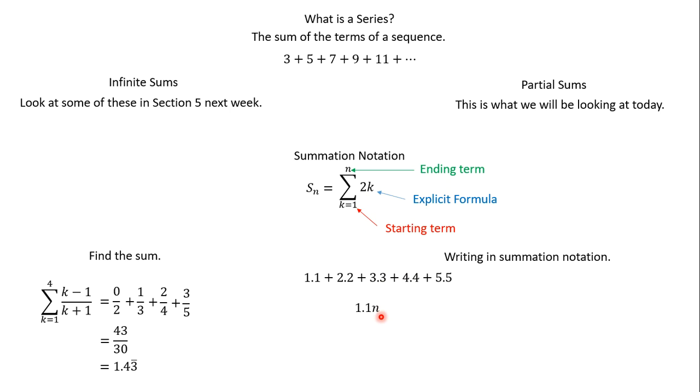I used n instead of k. It doesn't make a difference. Then we need our summation notation. We're going from the first term. I would always start with the first term, 1. We have 5 terms. We're going to the fifth term.